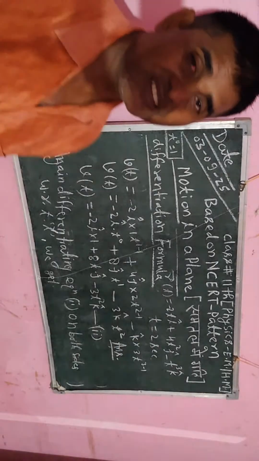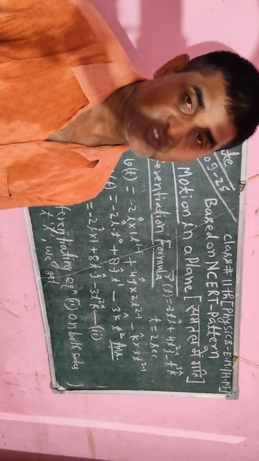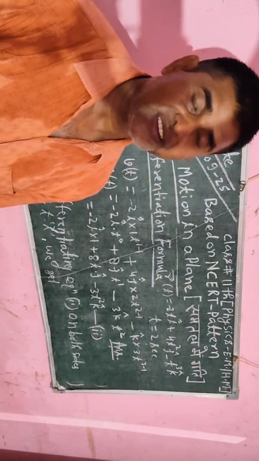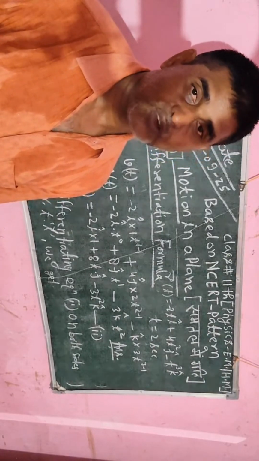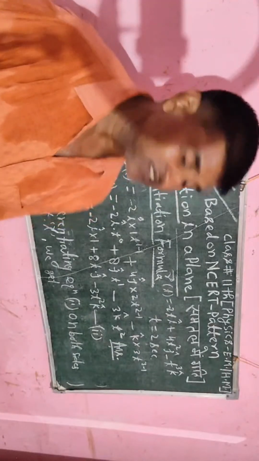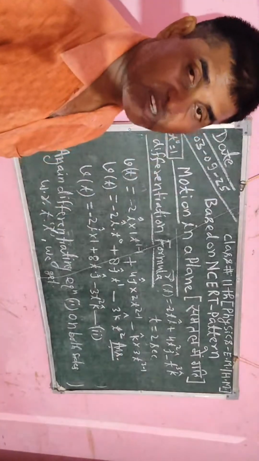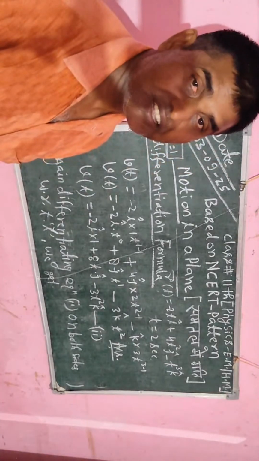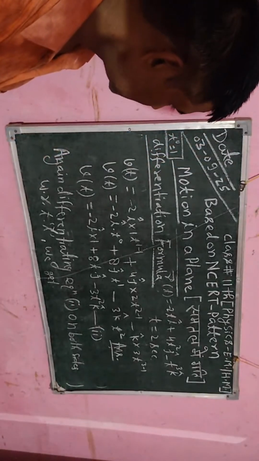The definition of acceleration is very easy. The change in velocity per unit time is called acceleration, and it has the unit meter per second square in the MKS system, but in the CGS system it will be centimeter per second square. This will be the unit of acceleration in the CGS system, that is the centimeter gram second system.